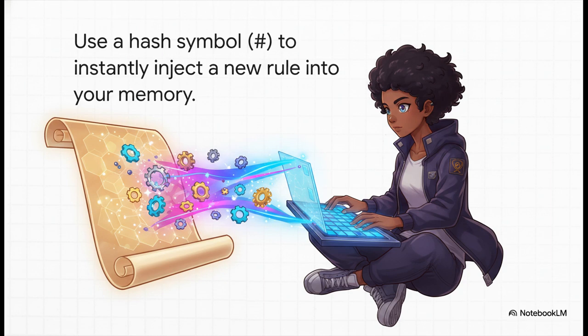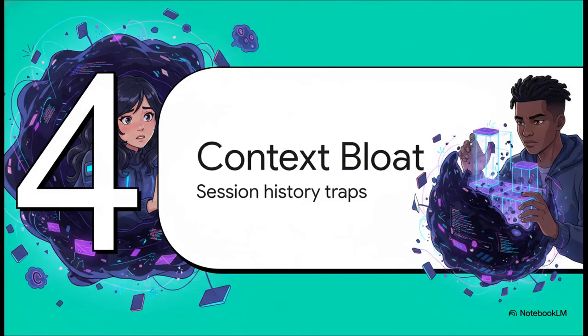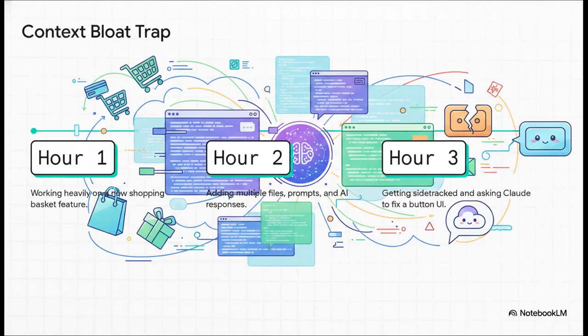Total game changer. Let's look at Section 4, the context bloat problem. This is what happens when your session history turns into a massive trap. Imagine this workflow timeline for a second. Hour 1, you are grinding away heavily on a brand new shopping basket feature. By hour 2, you've added multiple files, fired off tons of prompts, and gotten a bunch of AI code responses back. Your session context is absolutely stuffed with shopping basket logic.